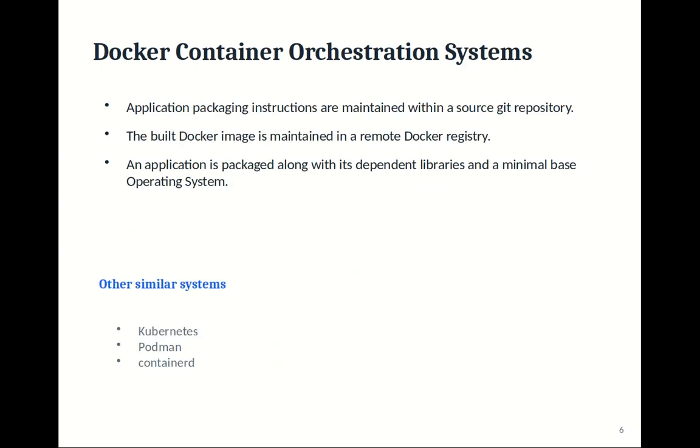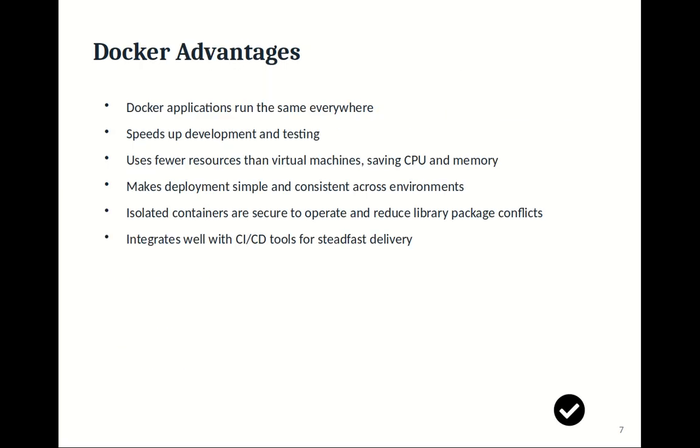Docker container orchestration systems. Application packaging instructions are maintained within a source Git repository. The built Docker image is maintained in a remote Docker registry. An application is packaged along with its dependent libraries and minimal base operating system. Other similar systems: Kubernetes, Pod1, Containerd.